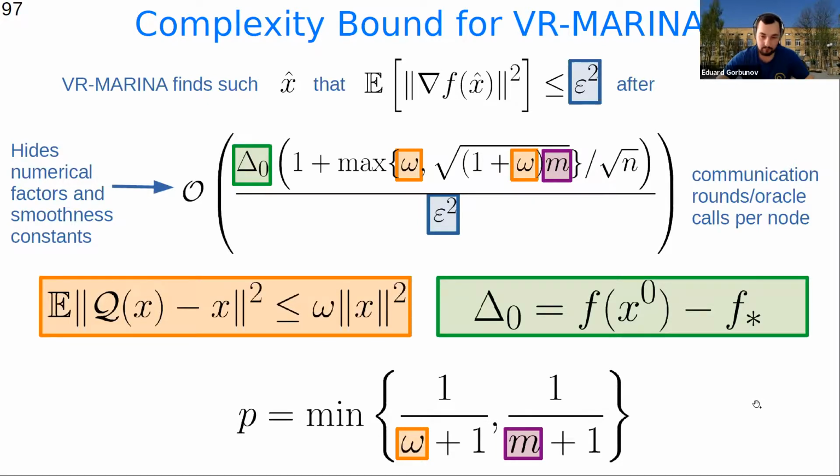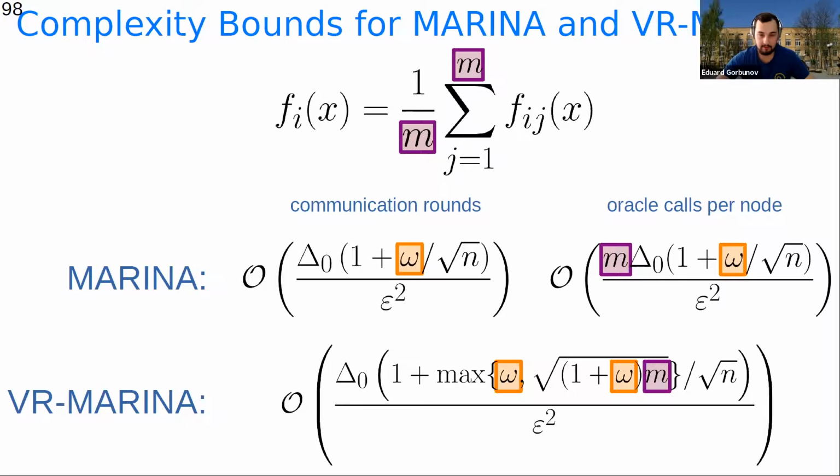Let me compare the rates of MARINA and VR-MARINA. We see that in MARINA, the number of communication rounds for this problem and the number of oracle calls per node are not the same. The number of oracle calls per node is m times bigger than the number of communication rounds, and it is natural because we compute the full gradients at each iteration. But for VR-MARINA, with batch size 1, the number of communication rounds and the number of oracle calls per node are the same, neglecting numerical factors. And here we have better dependence on m in terms of oracle complexity.